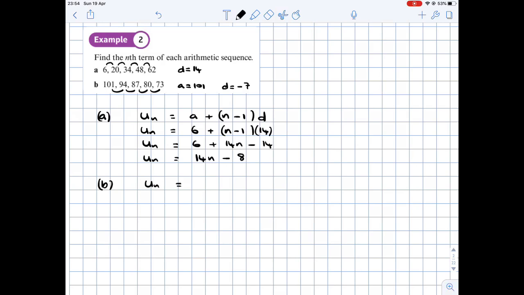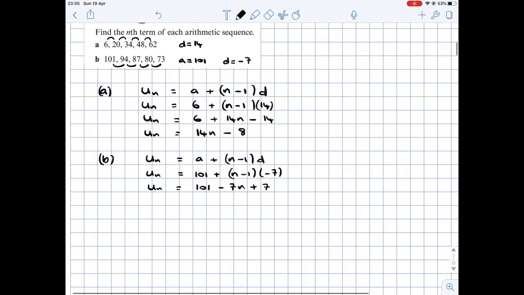So un is equal to, again, writing this formula down to help us remember it, the first term plus n minus 1 times negative 7. Expanding that out, we have negative 7n plus 7, being really careful with those directed numbers. And then finally, tidying that up, we have 108 take away 7n, giving us that answer.